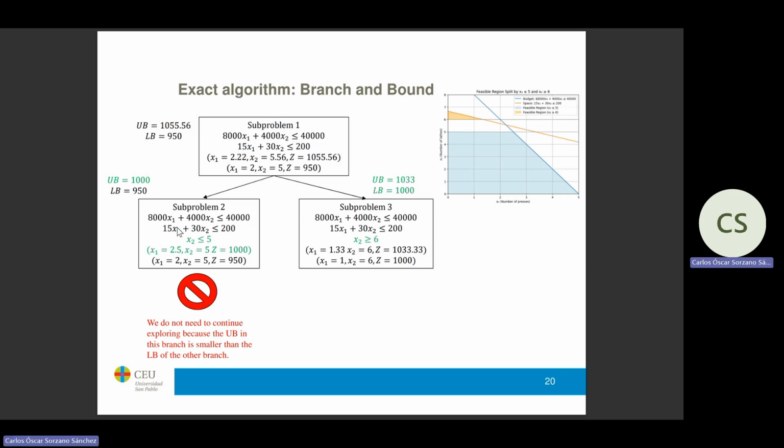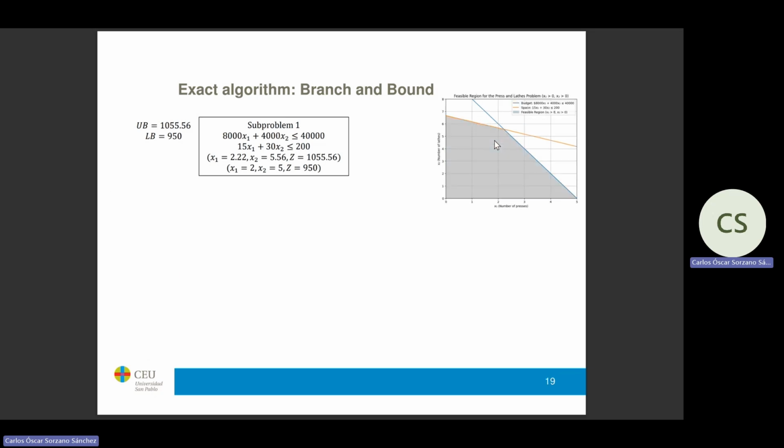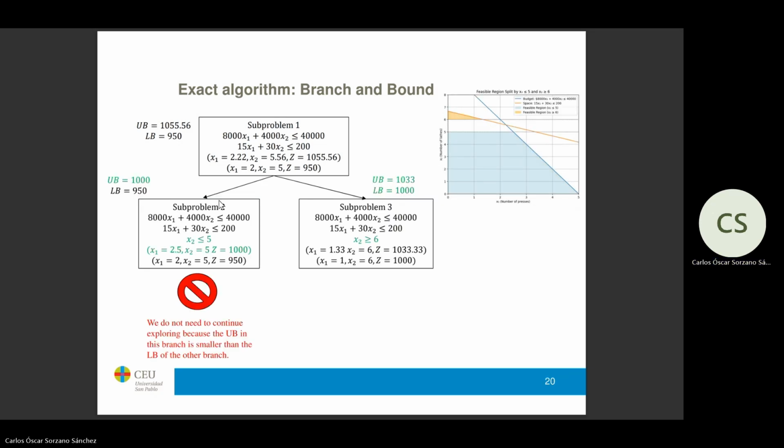So now you draw the feasible region for this one. For this one there are these two regions. We have now constrained x2 to be either below 5 or above 6. So for the first subproblem, this is the feasible region. And for the second subproblem, it's only this one. Okay, then let's solve this one.